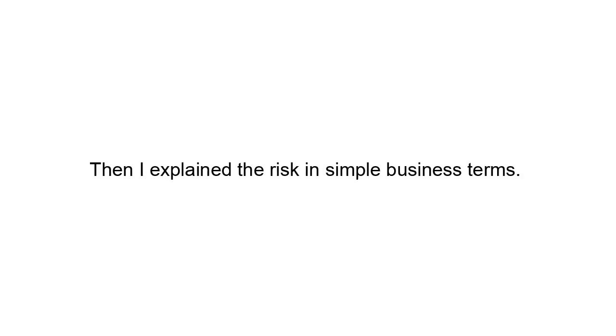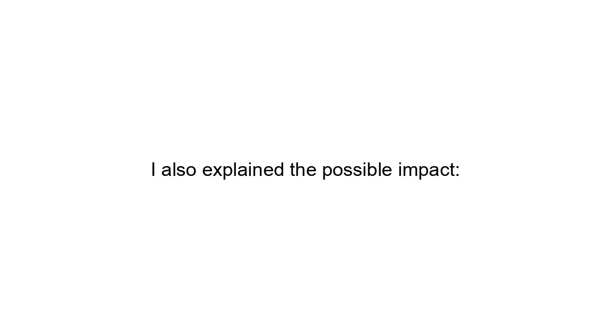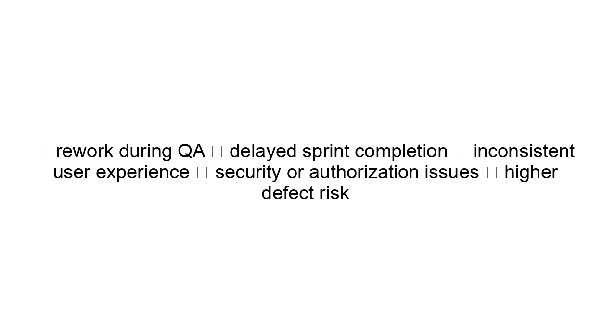Then I explained the risk in simple business terms. I said that if we implemented the rules based on assumptions, users might be allowed to update fields they should not update, or QA might test against a different expectation. I also explained the possible impact: rework during QA, delayed sprint completion, inconsistent user experience, security or authorization issues, and higher defect risk.